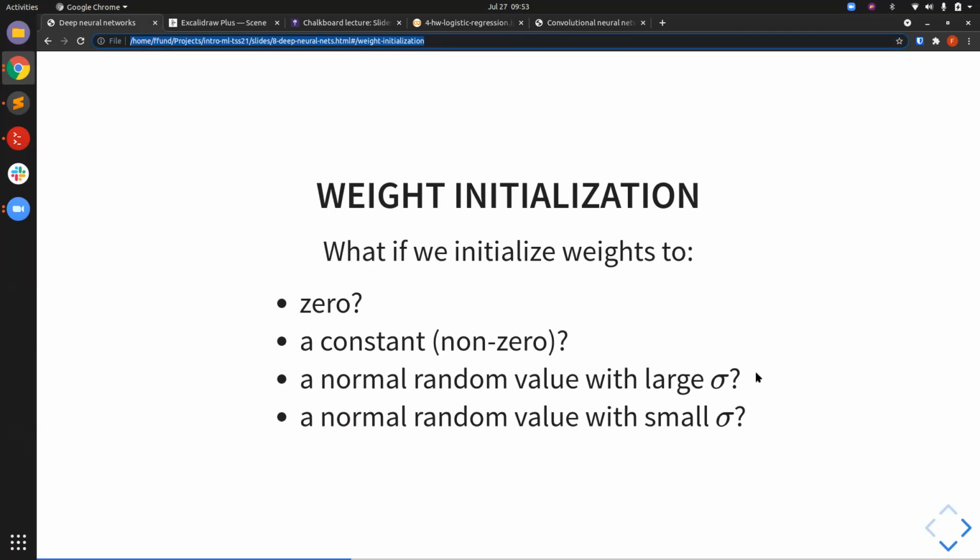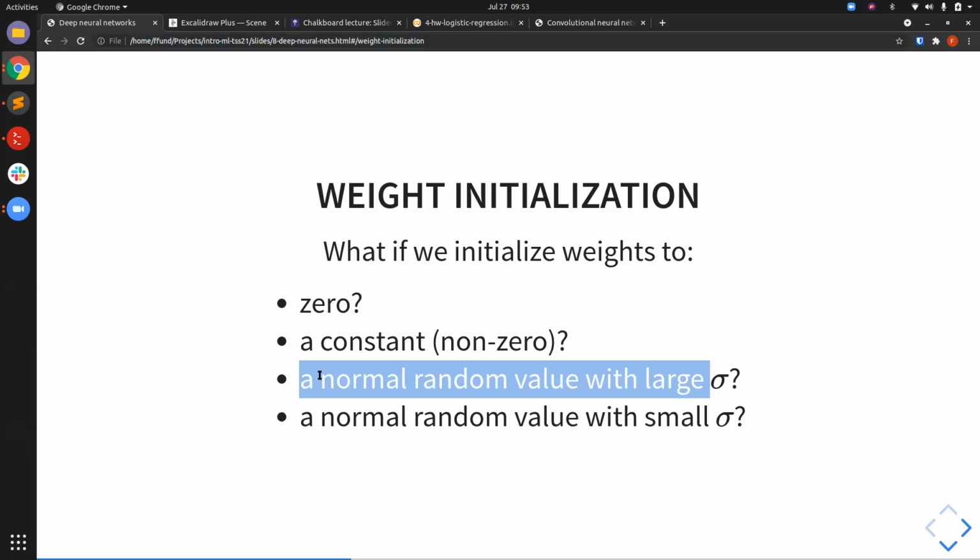Okay. So what if we initialize every weight and bias to a normal random value with a large value of sigma? For each weight, we'll pick something from this bell curve, so we'll randomly sample here.